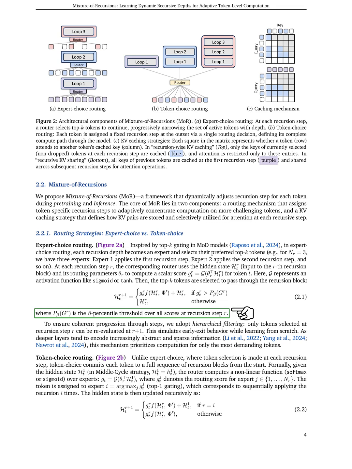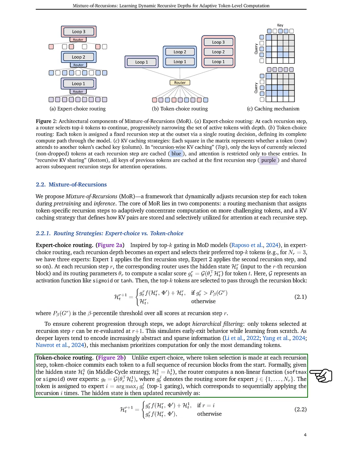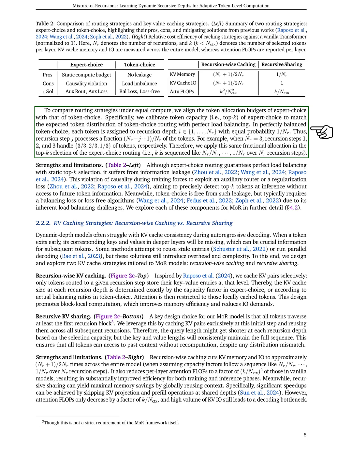In contrast, our token choice routing commits each token to a full sequence of recursion blocks from the beginning. The router computes a score for each expert, and the token is assigned to the expert with the highest score. We ensure that the routing strategies are comparable by aligning the token allocation budgets of expert choice with those of token choice, calibrating the selection process to maintain balance across recursion depths. This way, we can effectively manage the distribution of tokens across different recursion steps.